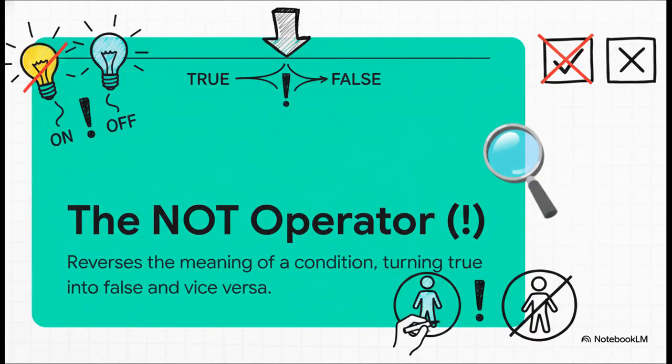And finally, there's the NOT operator, which is just an exclamation point. This one is simple. It's the opposite day operator. It just flips the result. If something is true, NOT makes it false. If it's false, NOT makes it true. It just reverses the logic.